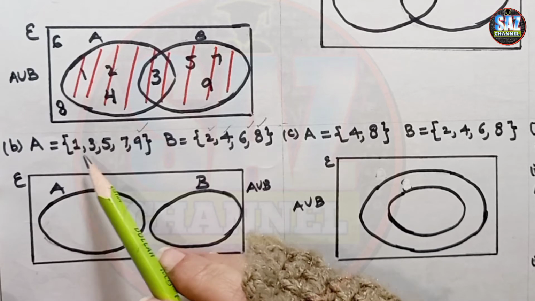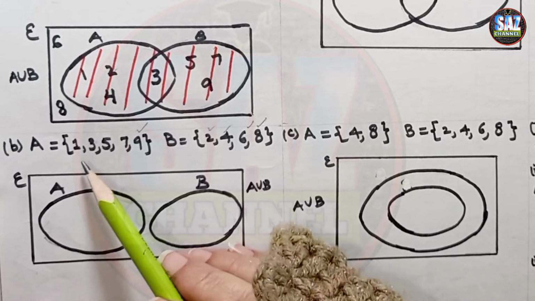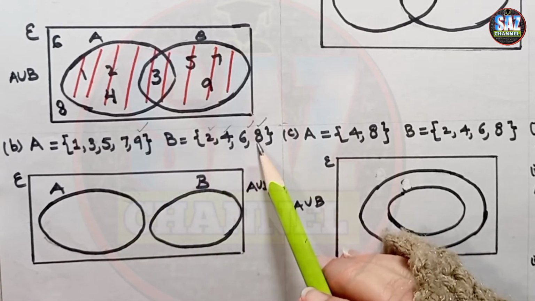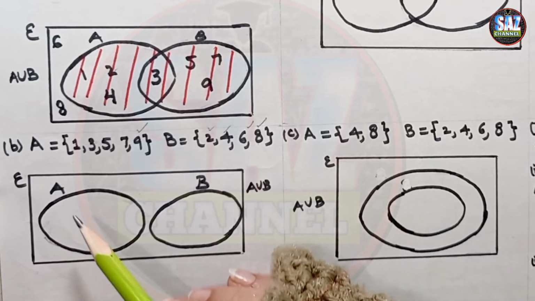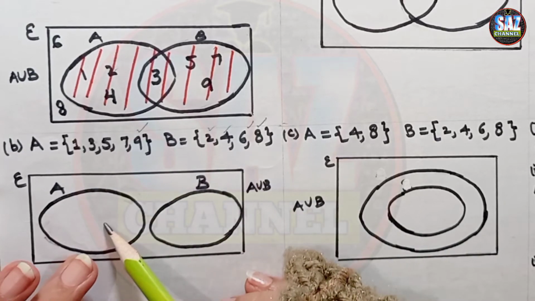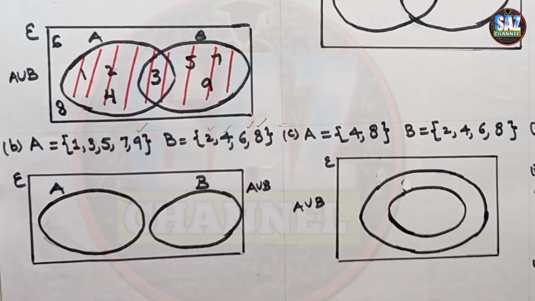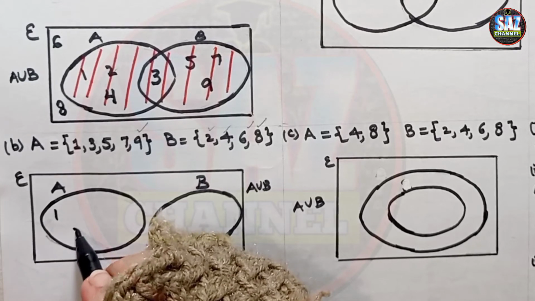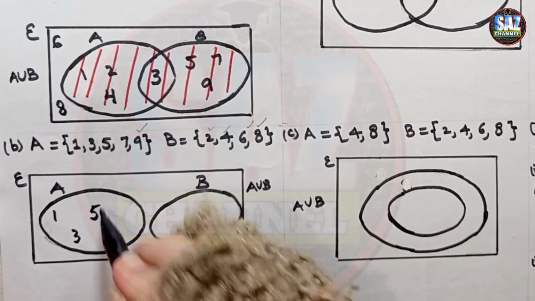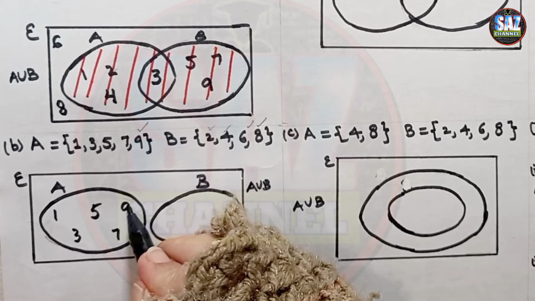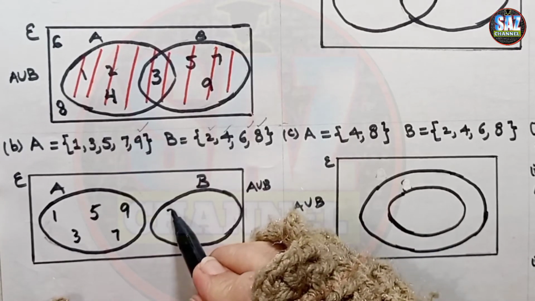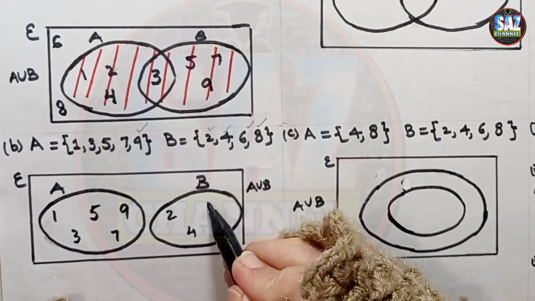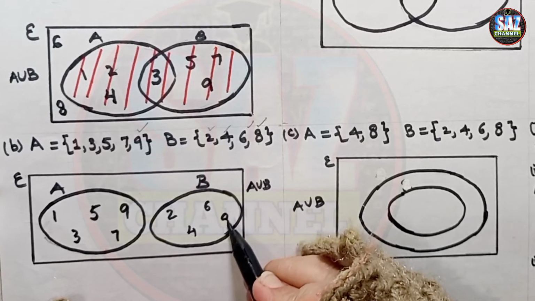If we observe both the sets carefully, we can see that both the sets do not have anything in common. So this is a situation of disjoint sets. So the diagram that I will be drawing for this situation is two separate circles, and I have to write their elements at the respective places: 1, 3, 5, 7 and 9 in set A, and 2, 4, 6 and 8 in set B.